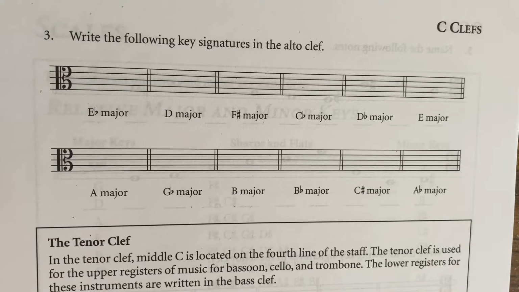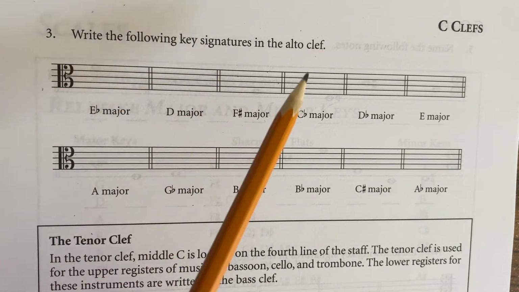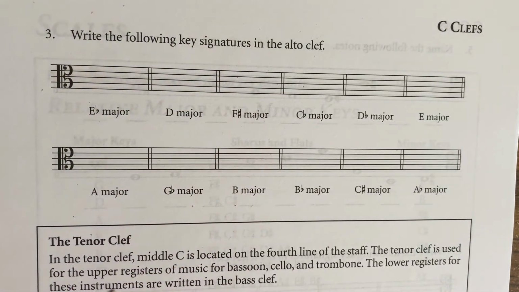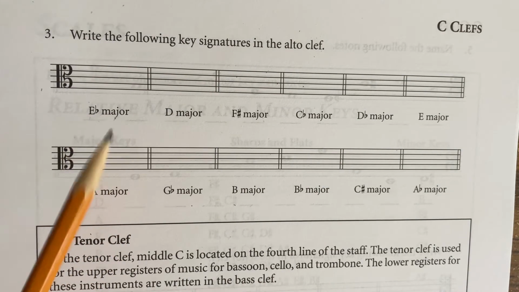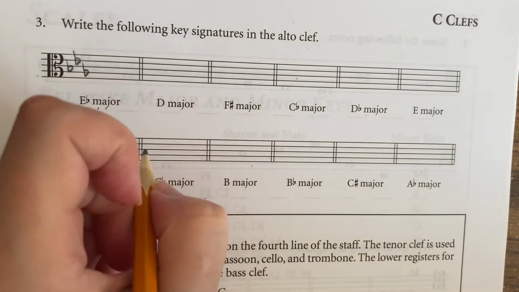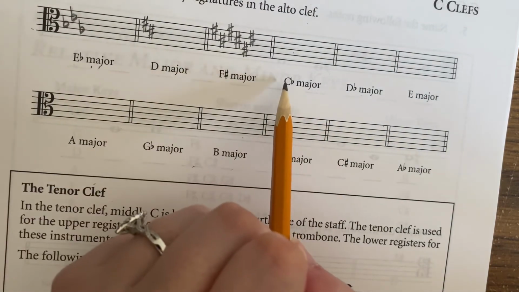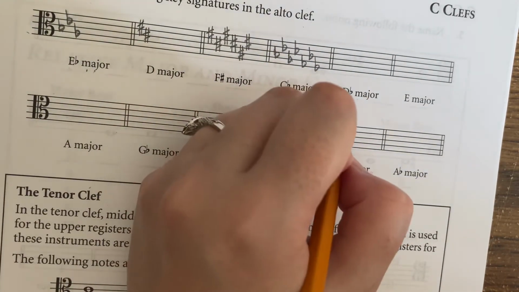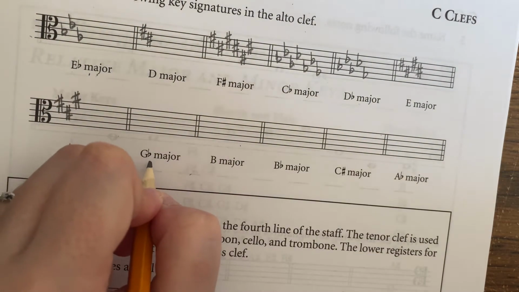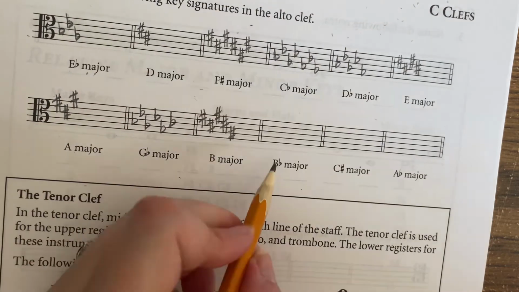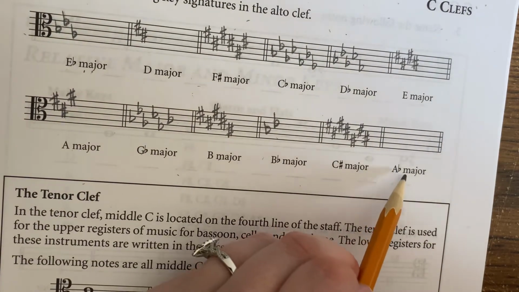So here we are on the next page. Number 3, write the following key signatures in the alto clef. Okay, so E flat major, D major. D major has F sharp and C sharp. Okay. F sharp major, so C flat major. Okay, D flat major, E major, A major, and G flat major. A, B major, B flat major, C sharp major, okay, and A flat major.